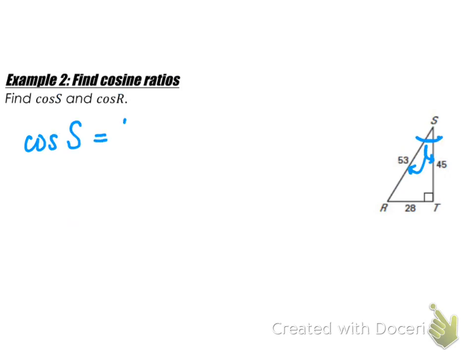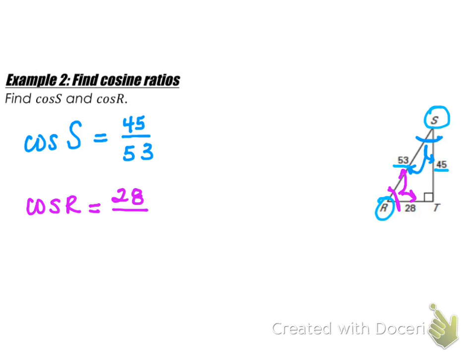Next I'm looking at cosine. So cosine is my adjacent over hypotenuse, so I start with my angle. Pick the side that is adjacent, which would be 45, and then my hypotenuse, 53, and create that fraction. Then I have cosine of R, so I start with angle R, look at the adjacent side over my hypotenuse of 53.